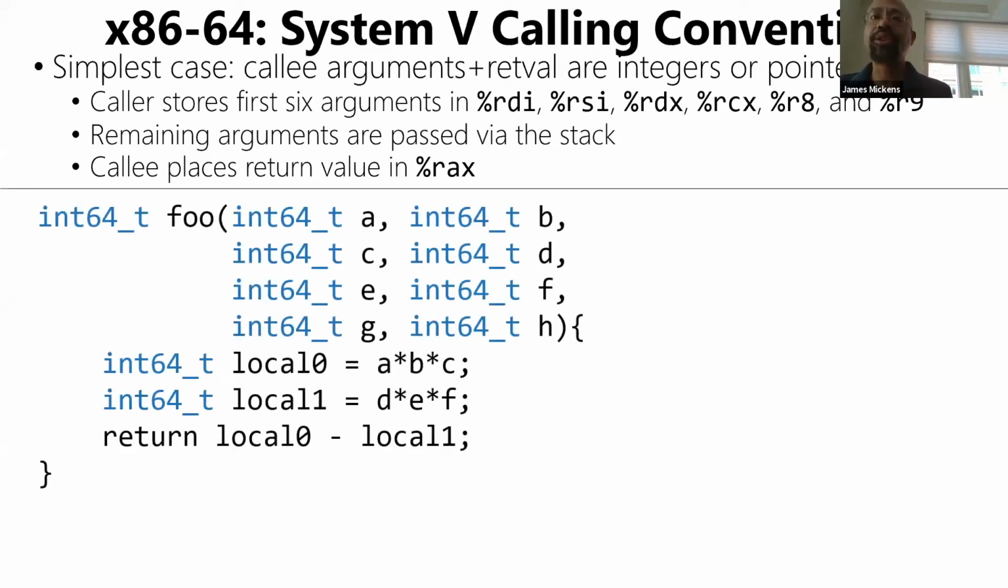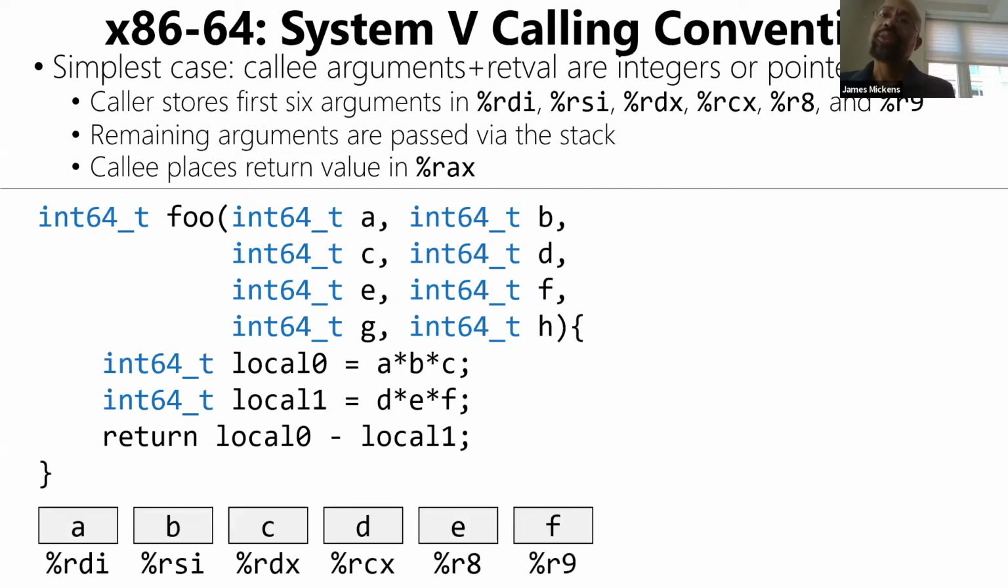So just to make this concrete, let's say that we have this completely ridiculous function here. It's called foo, because of course. And so foo is going to take in a bunch of integer arguments, A through H, and then it's going to declare 2 local variables, local 0, local 1. It's going to set those local variables, and then it's going to return some integer value. So according to the System V calling convention, the first 6 arguments to this function are going to be passed through the registers that I just mentioned, RDI through R9.